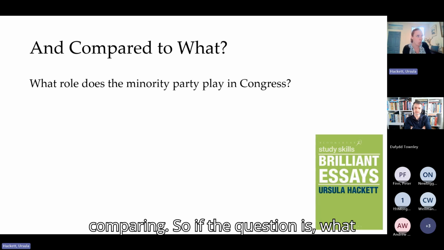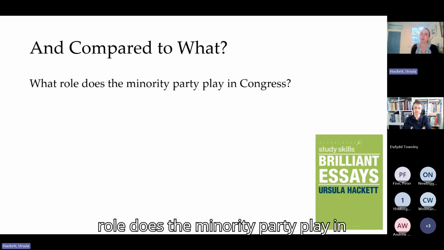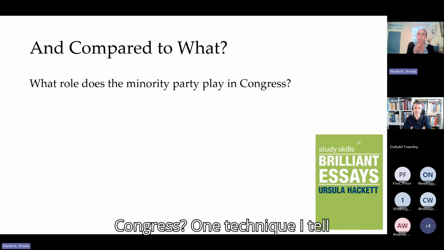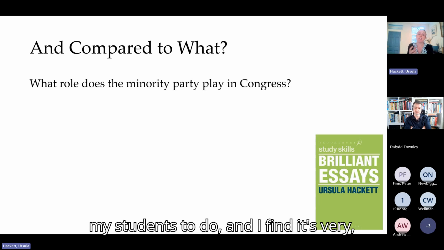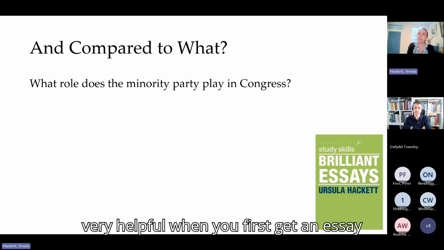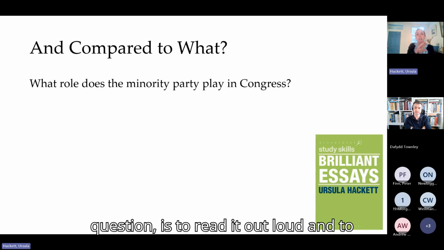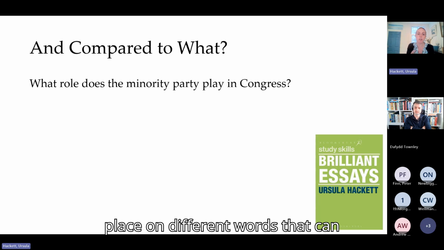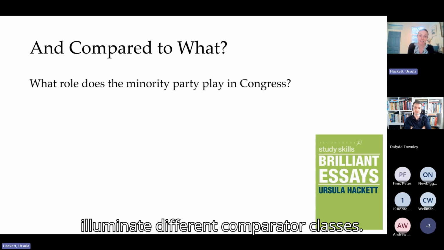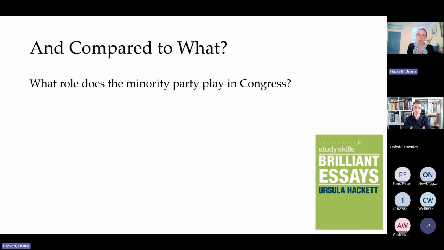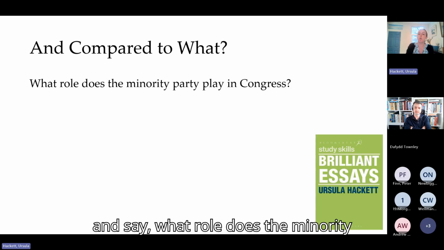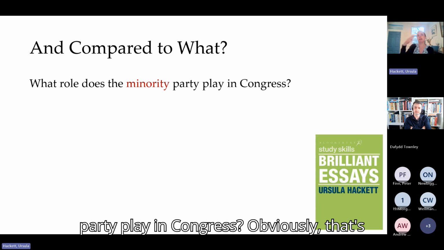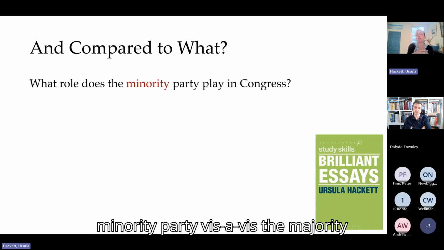So if the question is, what role does the minority party play in Congress? One technique I tell my students to do, and I find it's very, very helpful when you first get an essay question, is to read it out loud and to think about the emphasis that you place on different words that can illuminate different comparator classes. So if I were to read this question to you and say, what role does the minority party play in Congress? Obviously, that's drawing our attention to the role of the minority party vis-a-vis the majority party.